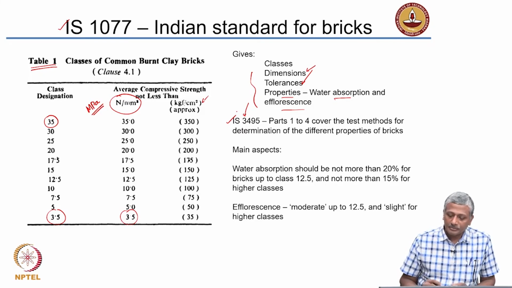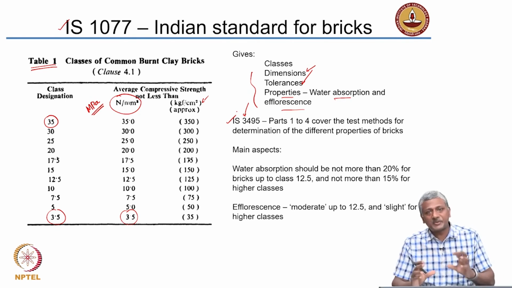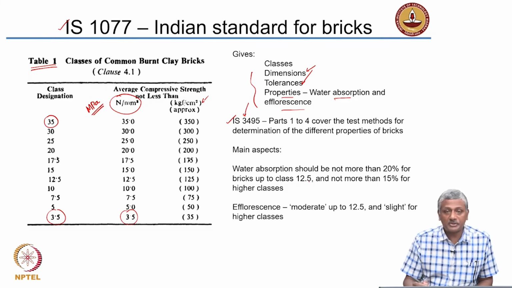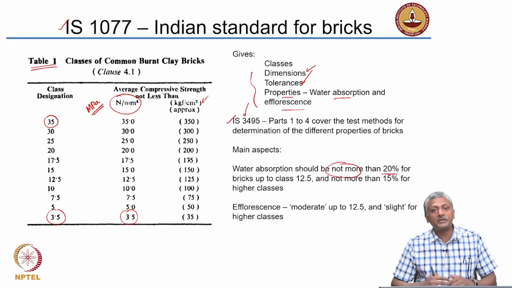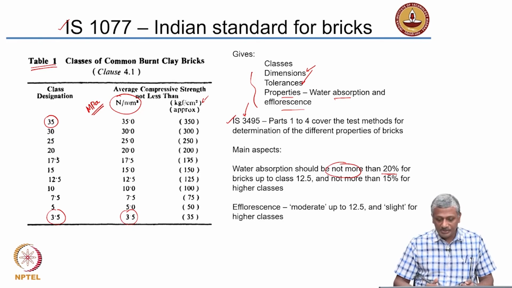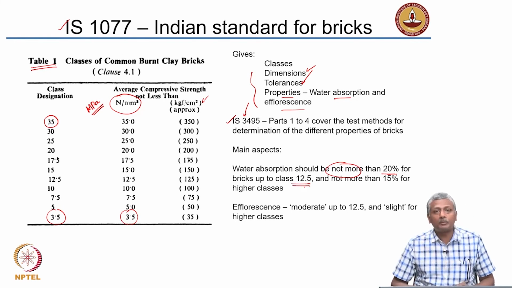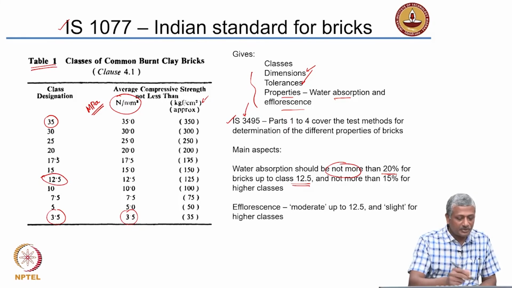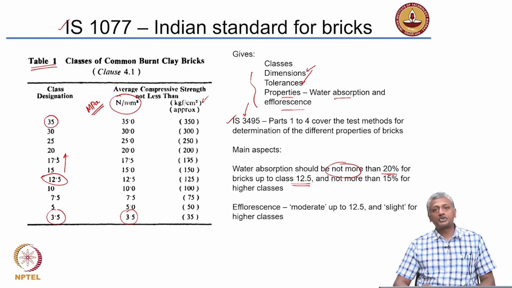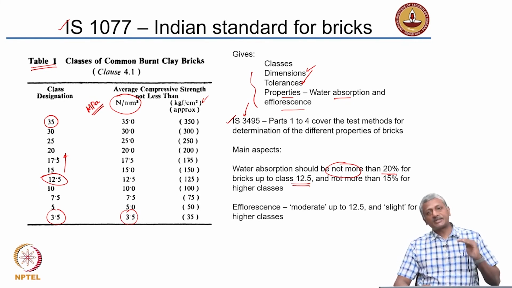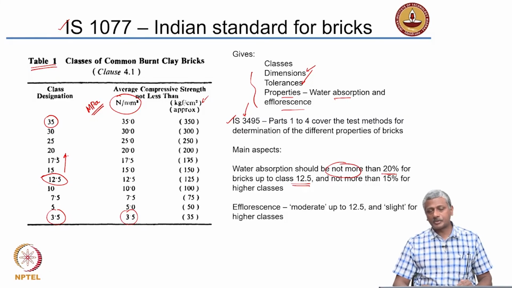Now, just to condense the main aspects of the standards, I should say that the water absorption in bricks is supposed to be less than 20%, or they say not more than 20%. That means they should be less than or equal to 20% for bricks up to class 12.5, right, up to this class here, and above this strength class, the water absorption should not be more than 15%. So, you need to select your bricks and brick materials carefully. Not only does it satisfy the strength requirement, it also has to satisfy the water absorption requirement.